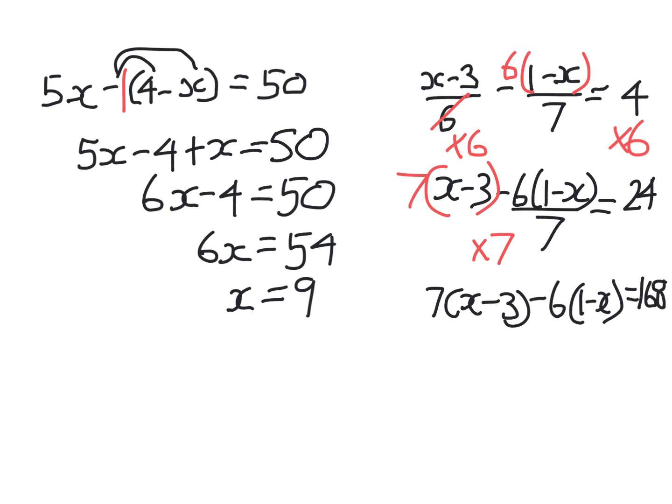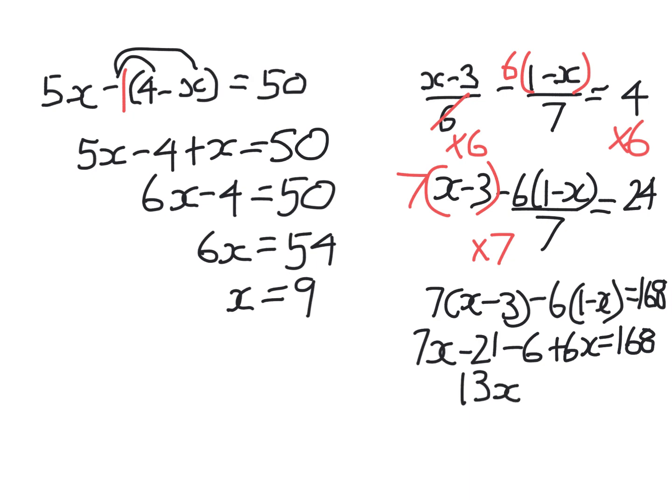So I still have x in more than one spot. I've got to get it to one spot, and I'll do that by expanding the brackets. So I go 7x minus 21 minus 6 times 1. Negative 6 times negative x is positive 6x. So let's collect like terms. 7x plus 6x is 13x. Negative 21 minus 6 is negative 27.